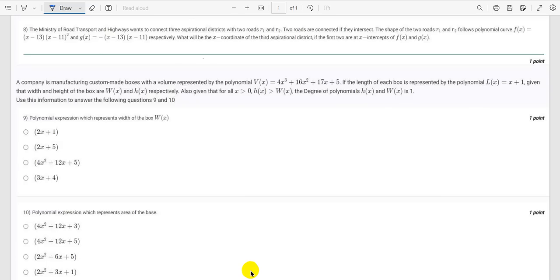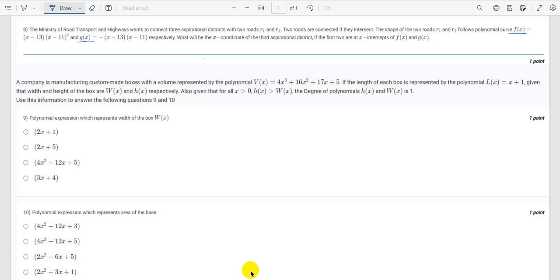Question number 8. The Ministry of Road Transport and Highways wants to connect 3 aspirational districts with 2 roads R1 and R2. 2 roads are connected if they intersect. The shape of the 2 roads R1 and R2 follows the polynomial curves f(x) and g(x) respectively. What will be the x-coordinate of the third aspirational district if the first 2 are at x-intercepts of f(x) and g(x)?